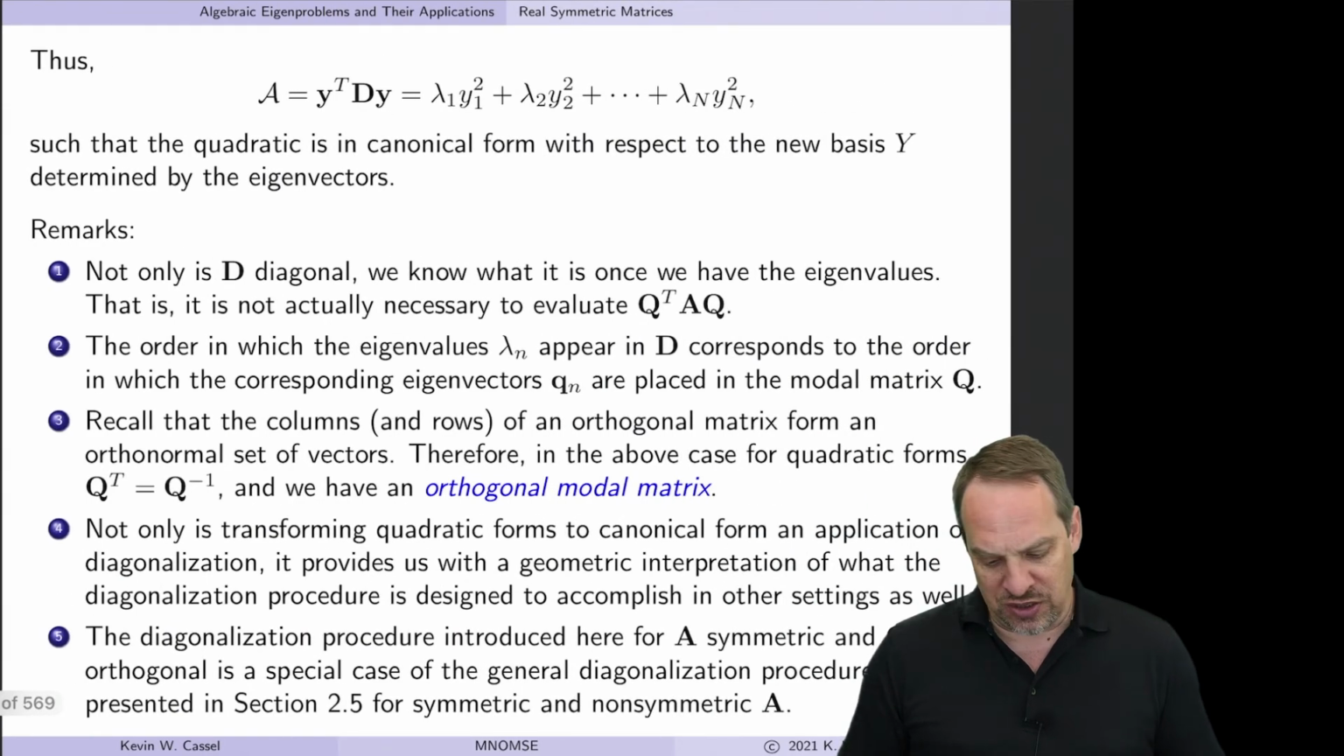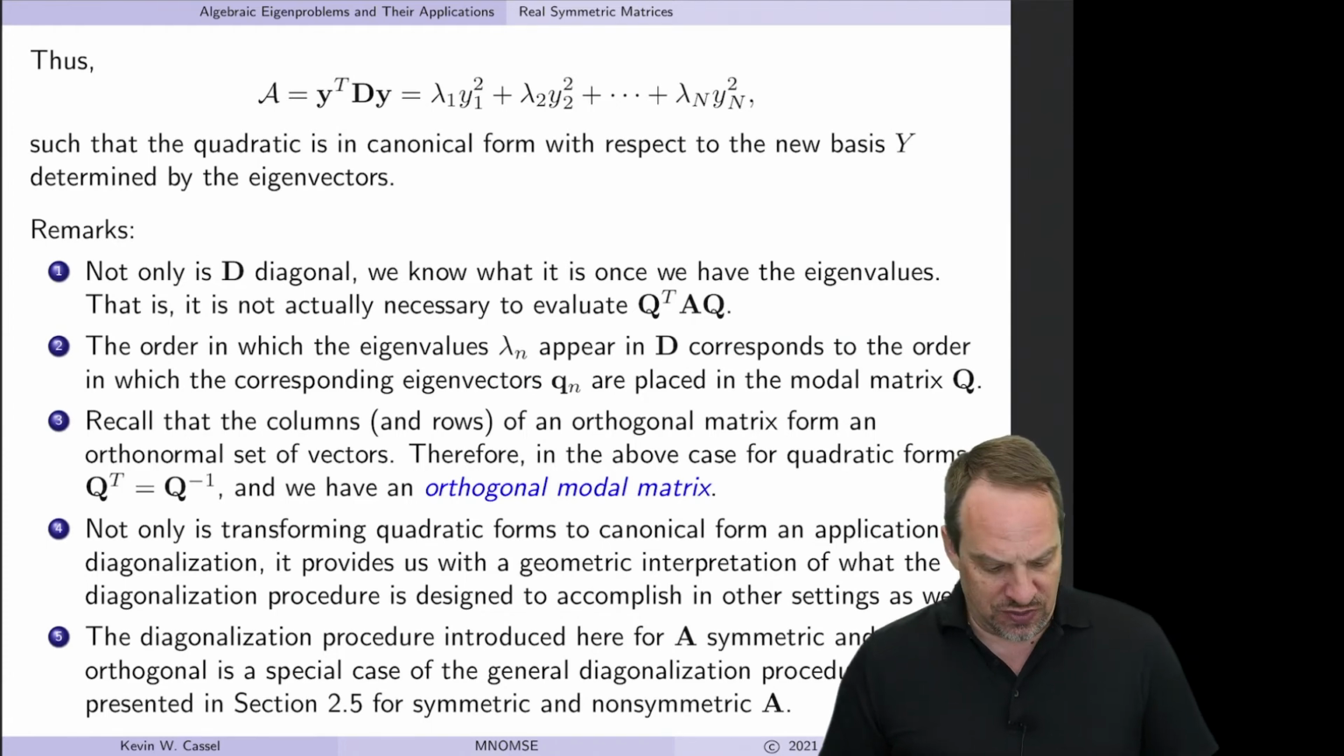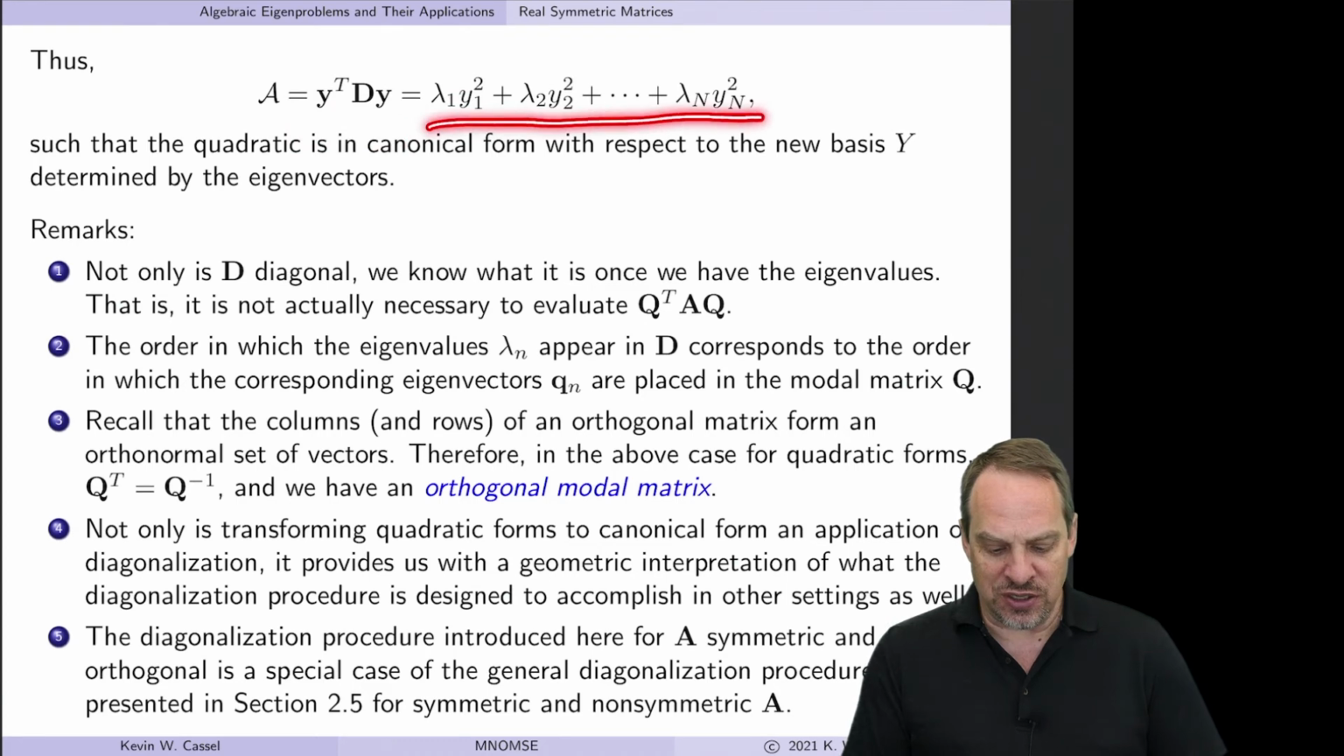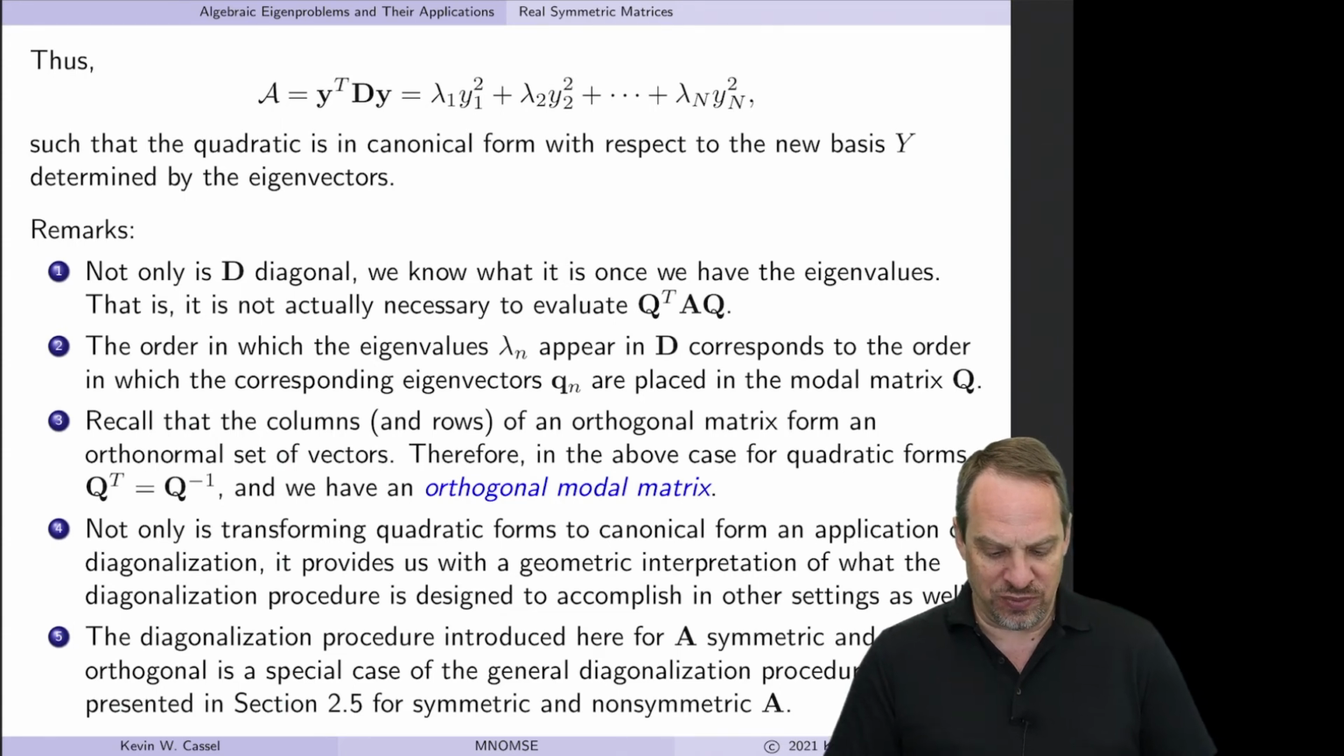All right, so let's make a number of comments about this. First of all, you'll notice that if we write this out as a quadratic, now in terms of the new variable y, so y transpose times D times y, it is indeed in canonical form. It's just a coefficient times y1 squared plus a coefficient times y2 squared, and the coefficients are the eigenvalues.